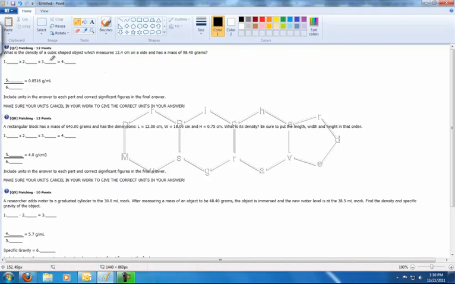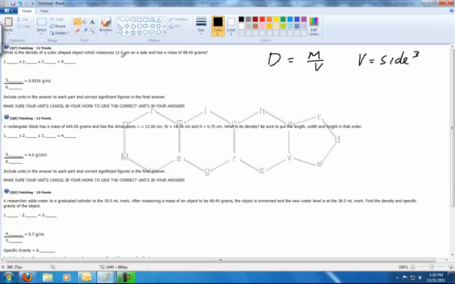Okay, looking at this next problem, we're looking for the density of a cubic shaped object measuring 12.4 centimeters on a side, and the mass is 98.40 grams. So we're going to use density is equal to mass divided by volume. And in order to get the volume, we need the volume of a cube. Now the volume of a cube is side cubed.